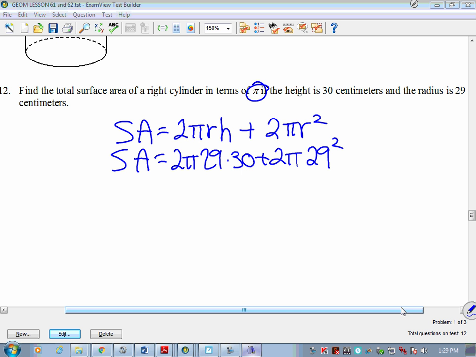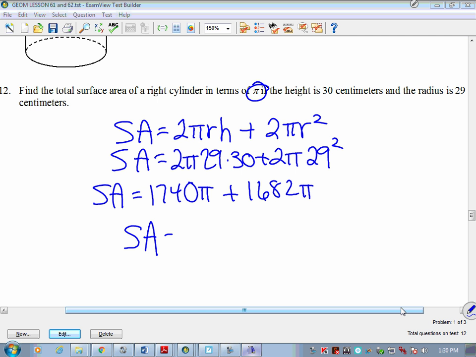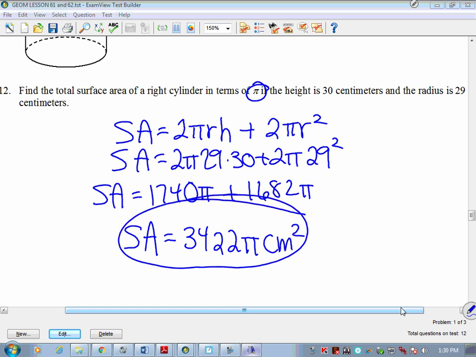So we've got 29 times 30 times 2. 2 times 29 is 58, and 58 times 30 is 1,740 pi, so a pretty big number. And then we have 29 squared, which is 841, and 841 times 2 is 1,682 pi. Then we add these up. 1,740 pi plus 1,682 pi is 3,422 pi centimeters squared. That's our final answer.